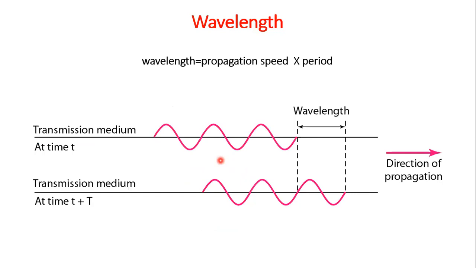The next topic is wavelength. The wavelength can be calculated if one is given the propagation speed and the period of the signal. That is, wavelength equals propagation speed times period. Since period is 1/frequency, wavelength is propagation speed divided by frequency. This is the transmission medium, and this is the wavelength.